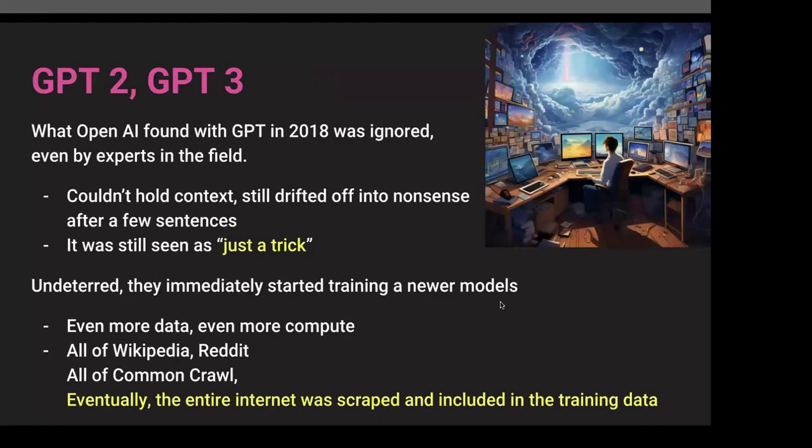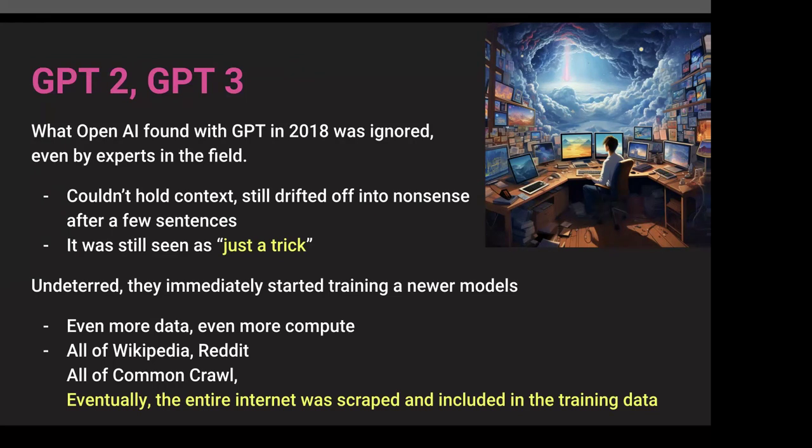So enter GPT-2 and GPT-3. I think really the point here is that before we get to GPT-2 and 3, OpenAI released this paper, and it was basically mostly ignored at the time. People just seemed to see this stuff as a toy. It was just a trick, because it drifted off into nonsense, started making things up, losing coherence, losing context. People weren't really interested in it back in 2018.